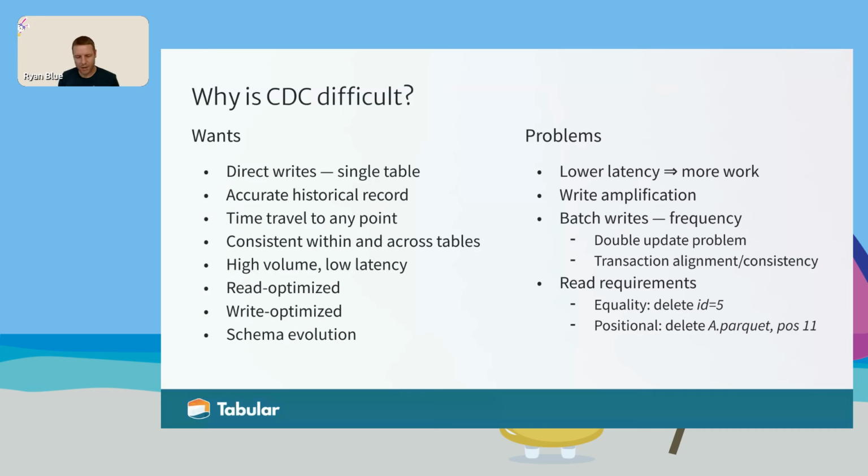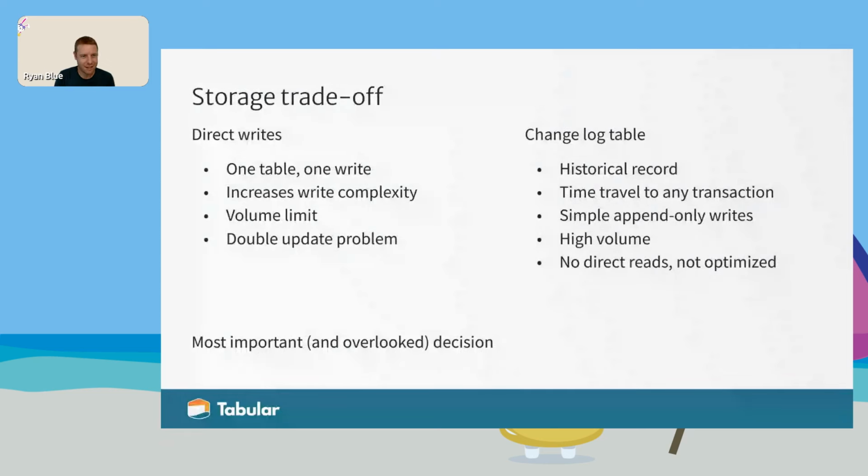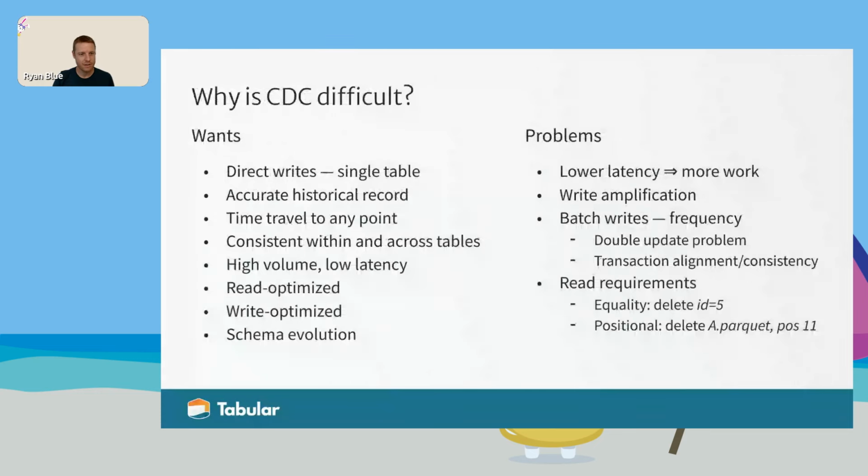So I think the best way to explore this area is to dive into those trade-offs. So let's look at the first trade-off. I set this up already. Direct writes. Assuming that you're going to write directly to a table, it's very simple, and it's I think the mental model that most people have, but it actually requires that you trade off a lot of these wants.